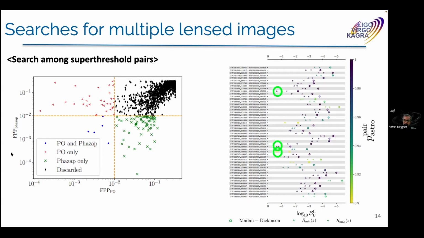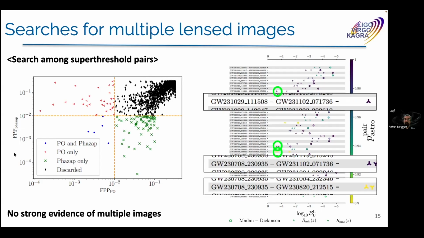So it is important to notice that the Bayes factor increases towards the left. So the 3 pairs, which are highlighted in green circles, are the most significant. However, the actual Bayes factor of these pairs is still below 0. So we conclude that even after checking over 3 different pairs and taking into consideration that not all of them have the same probability of astrophysical origin, the net result is that we find no strong evidence of multiple images among super-threshold pairs.